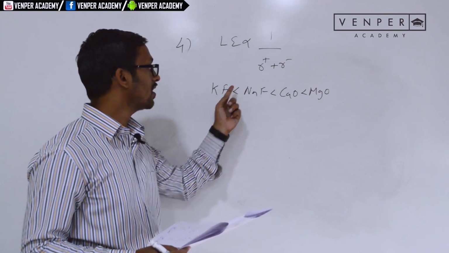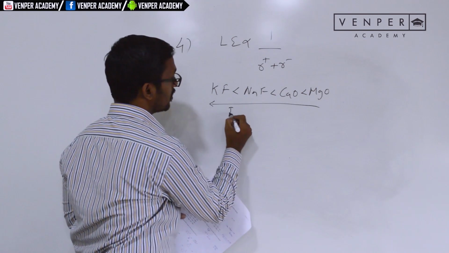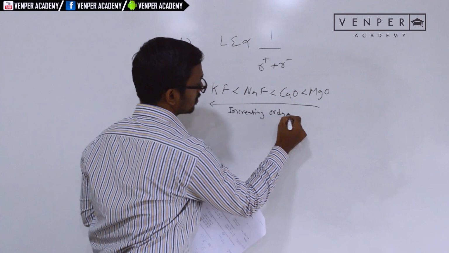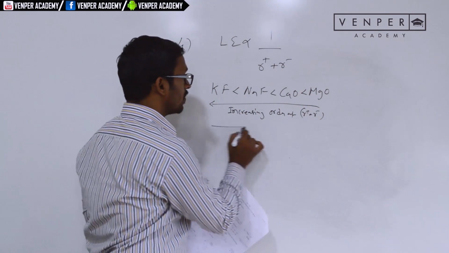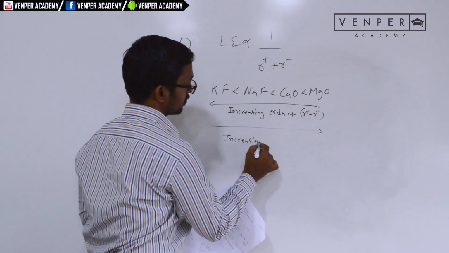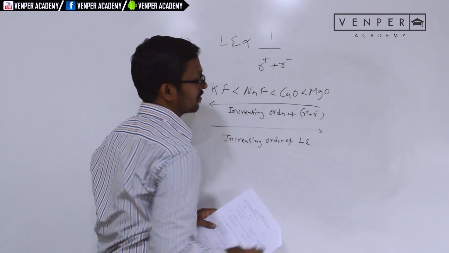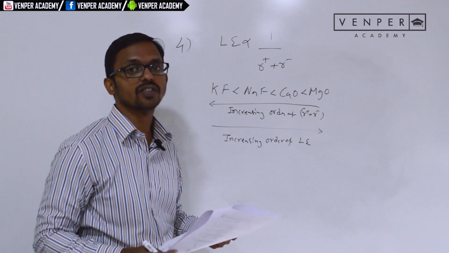So, this is the increasing order of R plus and R minus. So, this will be the increasing order of the lattice energy. So, in the given 4 options, option 2 is correct, that is option B is correct.